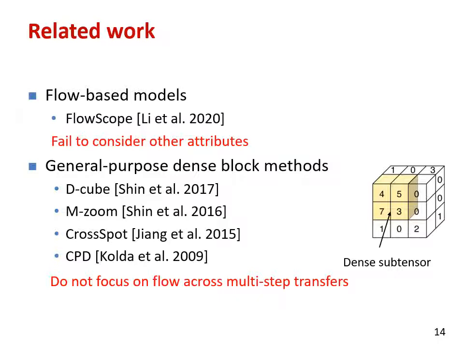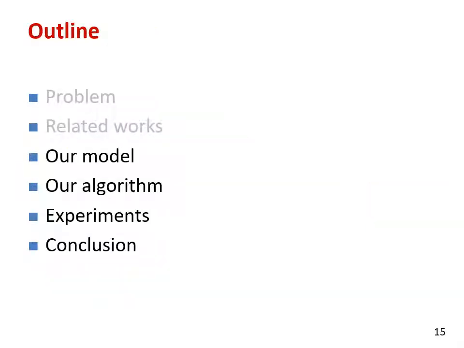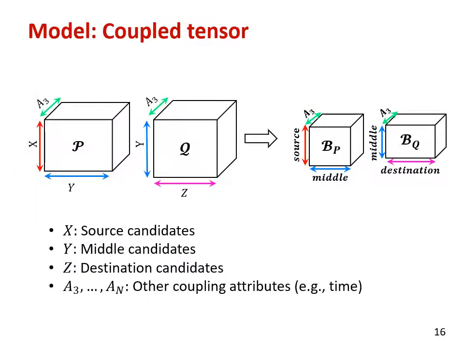Many dense block methods can also be used for money laundering detection. However, these methods are proposed for general-purpose anomaly detection tasks, which do not focus on the flow across multi-step transfers. Now we will introduce our model. We model the transfer flow as two coupled tensors. The purpose of detection is to find two dense blocks in the original coupled tensors.